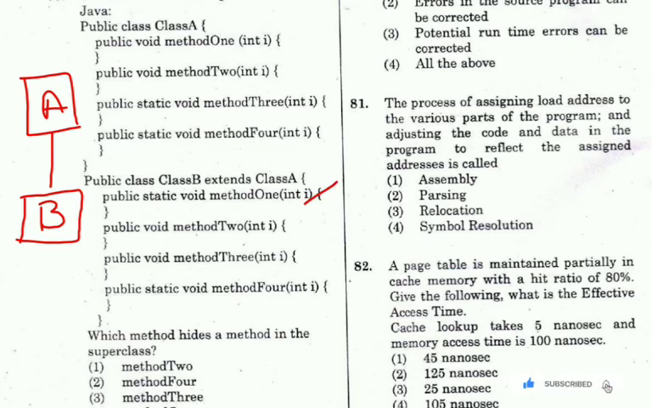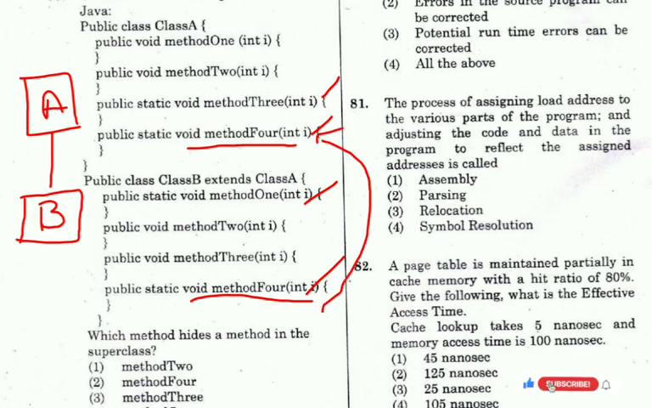Methods 1 and 4 are static methods in the subclass. The static methods in the superclass are 3 and 4. So commonly we have method 4 in both, right? Here hiding is happening when the static method in a subclass has the same signature as a static method in the superclass. Since both are static, the superclass method is hidden but not overridden.